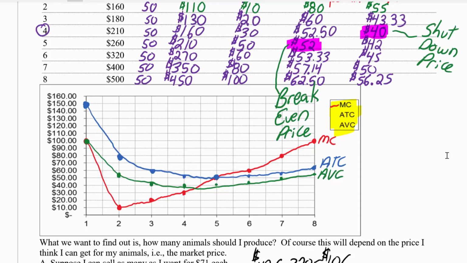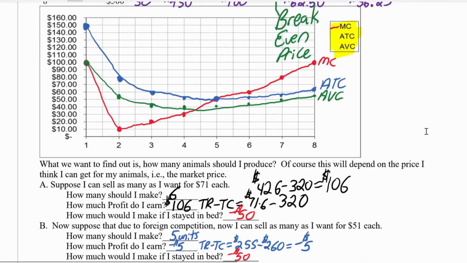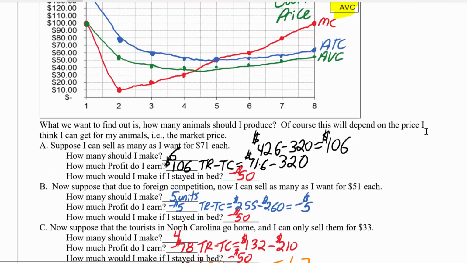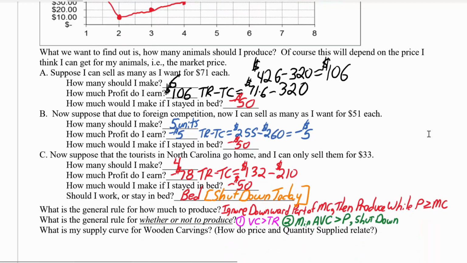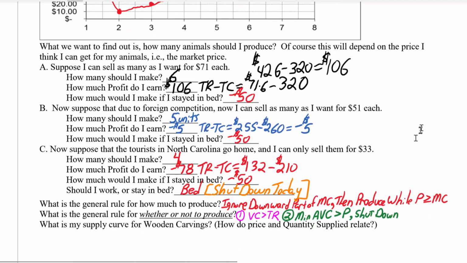Given a market price, how many units should I produce? Am I going to make a profit or not? And should I just shut down and forget it and produce 0 units? And we'll come back to that a little later.